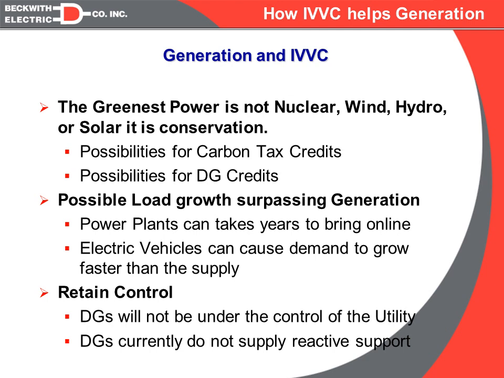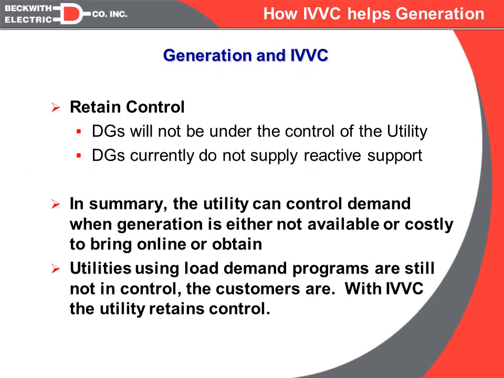And as we discussed, retaining control of the system. DGs are not going to be under the control of the investor-owned utility. You don't know when they're going to be online. Several of them, wind and solar, can be very dynamic in the energy source. Cloudy days, they can go in and out, or as the wind picks up and dies down. So it's not a very reliable generation source, and typically it cannot support the voltage.